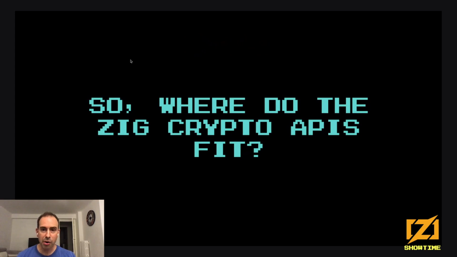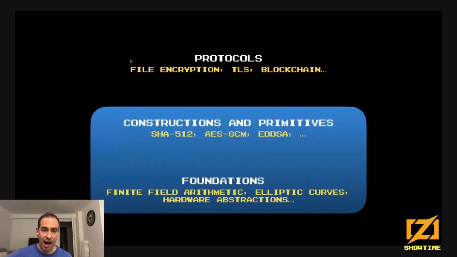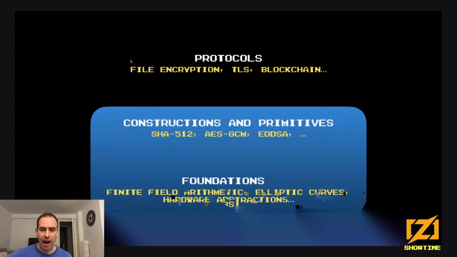Okay, so where do the Zig crypto APIs fit? As we just saw, we don't provide any kind of high-level protocols, but we provide not only foundations, you have direct access to the AES permutation, for example, but we also provide ready-to-use constructions.